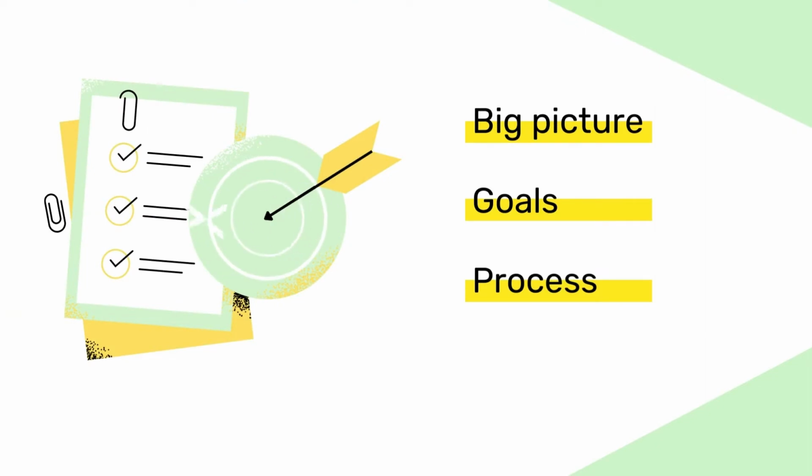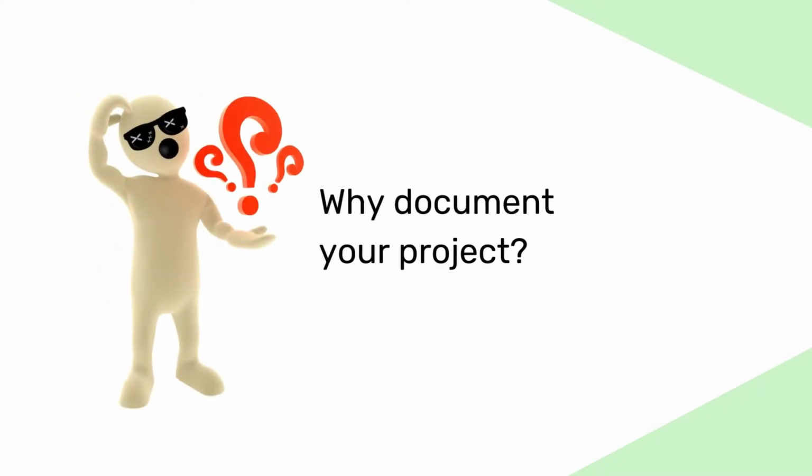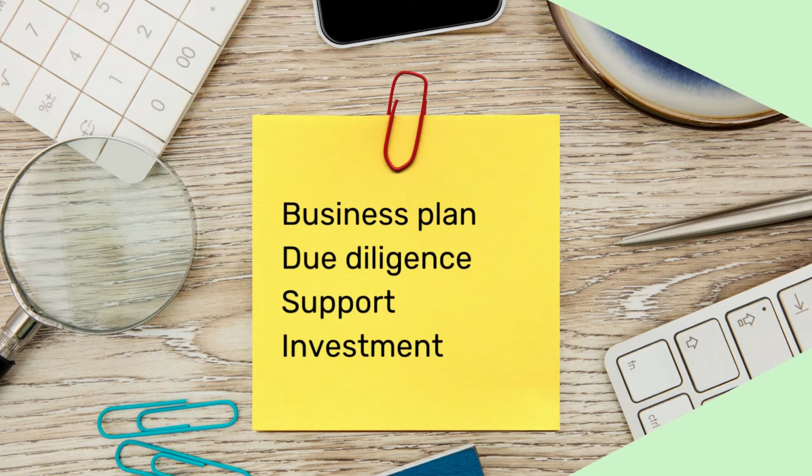You see the summit, still you need to take one step after the other to get there. After talking about how you derive a process from your big picture, let's talk about how to make your goals operational. You might ask yourself, why document our project? There are plenty of answers to that. You do need a business plan to align your strategy with your actual daily work. And you might need to present the business plan to investors or collaborators in due diligence.